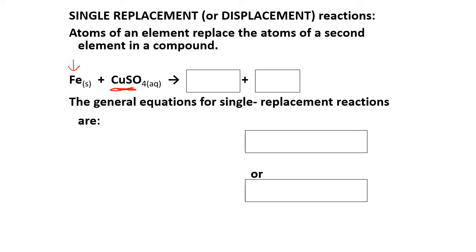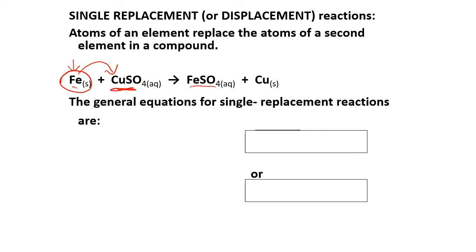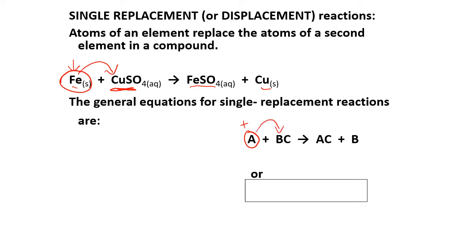But so in a single replacement, what happens is the lone element kicks out one of the elements. So in this case, iron is a metal, so it's going to replace the metal. So iron kicks out the copper. So now we have iron 2 sulfate, and the poor copper is off on its lonesome. It's so alone and by itself. Okay. So the general equation for these is A is the individual. So if it is a metal or a cation, it's going to replace the other cation, and the new metal will be off by itself.